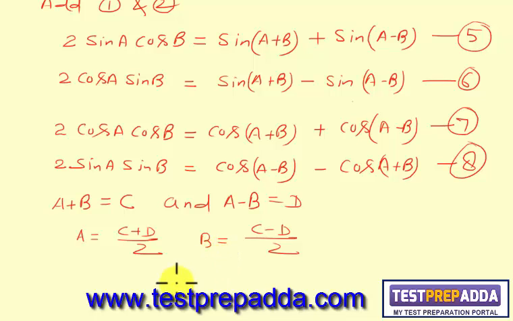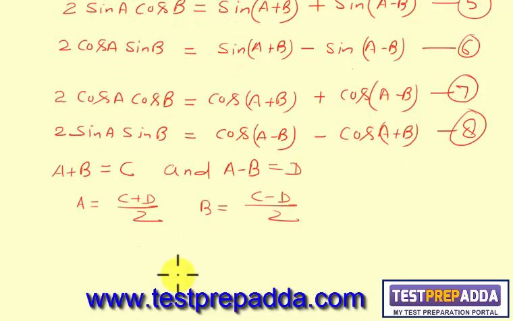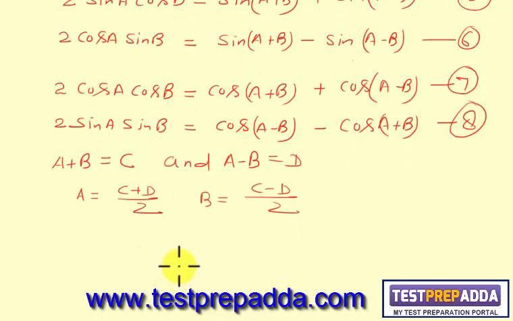Then sum and difference will be converted into products. Here we have converted basically products into summation. Now sum and difference will be converted into product. How? Now we have to substitute A as C plus D by 2 and B as C minus D by 2, and A plus B as C and A minus B as D.